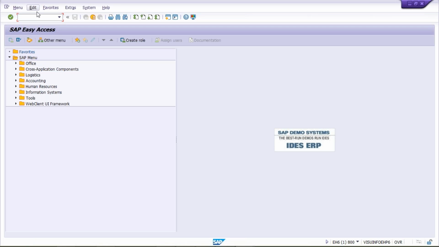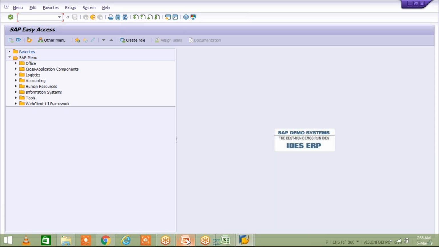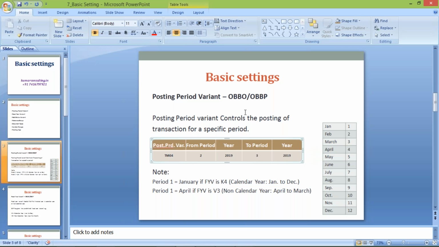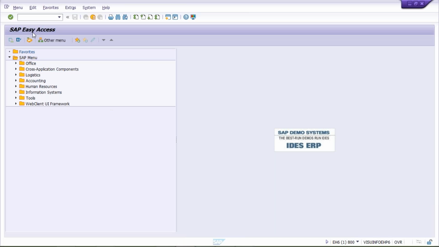Okay, so now here, define posting period variant. So what is the transaction code, guys? How to define? Use transaction code OBBO to define a posting period variant. This T code and path both will be there in your configuration document, guys, which I'll share.